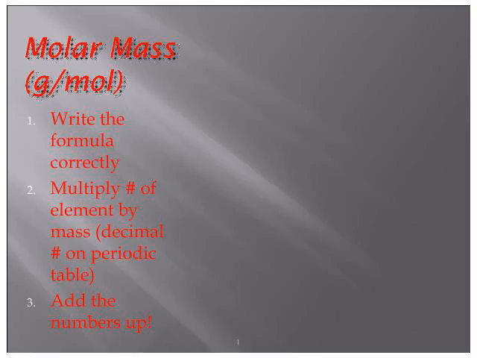Step 2, once you've written the formula correctly, you multiply the number of the element by the mass. So if there's 2 hydrogens, I'm going to multiply by 2. The mass is on the periodic table. It's on the bottom, it has a decimal. And then step 3, we're going to add it all up. So here's an example.